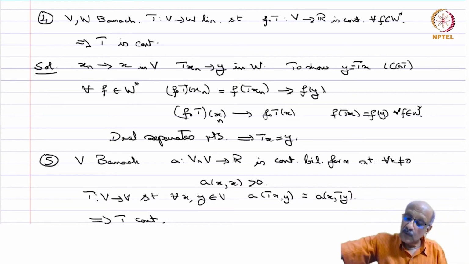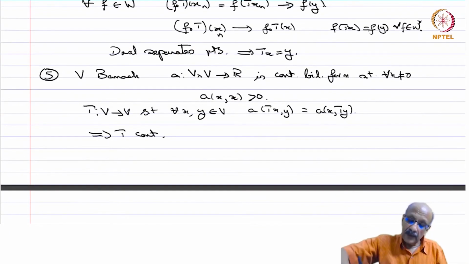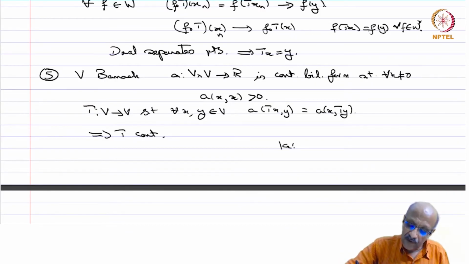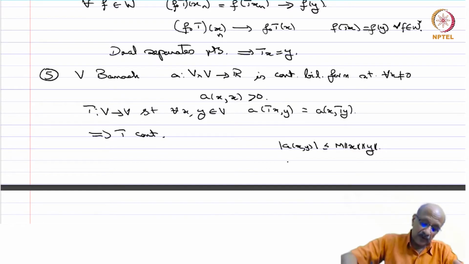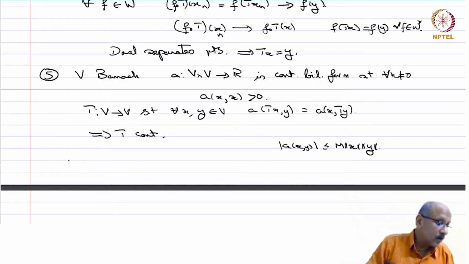Now just a word about what is a continuous bilinear form. That means A of xy is less than or equal to M times norm x norm y, and so if you fix one variable, then it's continuous in the other variable. That's what this tells you. And bilinear means linear in each variable. That's all. Okay, so now again we are going to try to use the closed graph theorem.